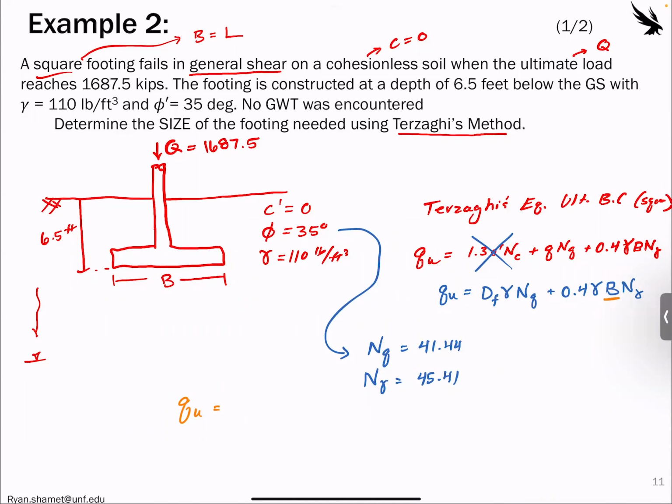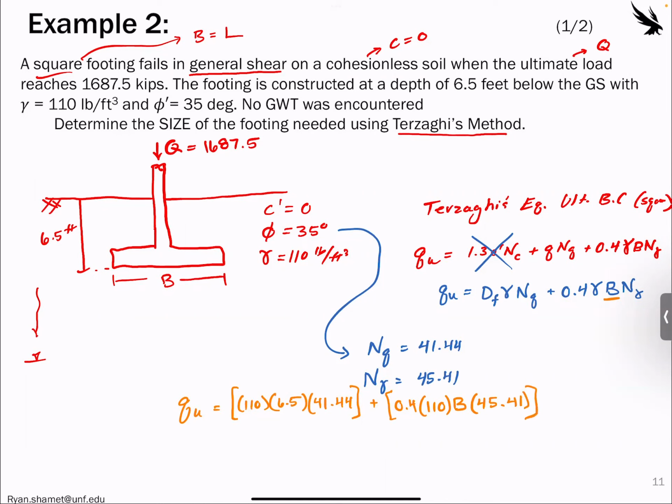So qu is equal to 110 pounds per cubic foot times 6.5 feet times 41.44. Then we will add the other term. So that is going to be 0.4 times 110 times base, which is unknown, times 45.41. I have no idea why I put brackets there, but whatever.